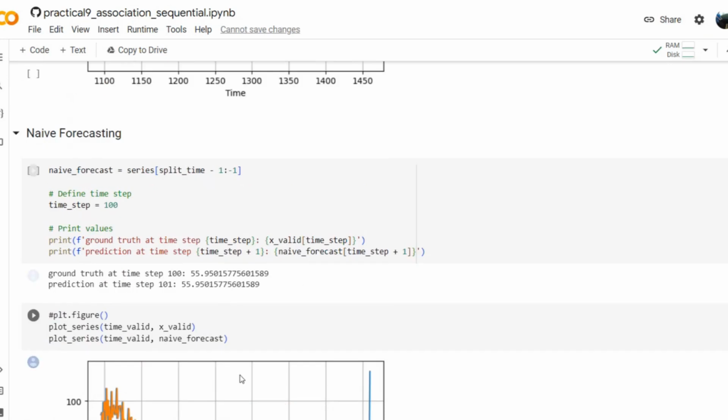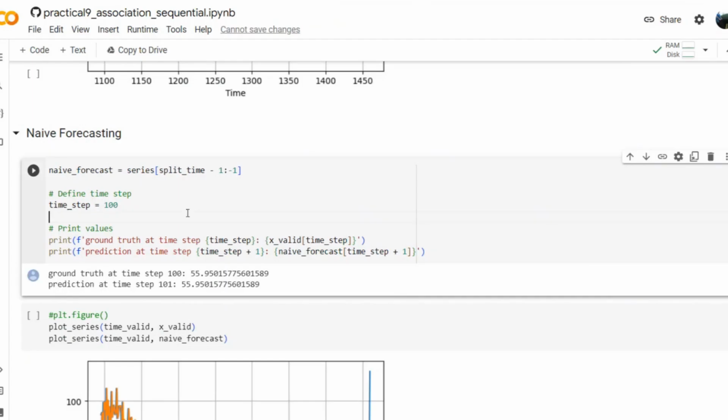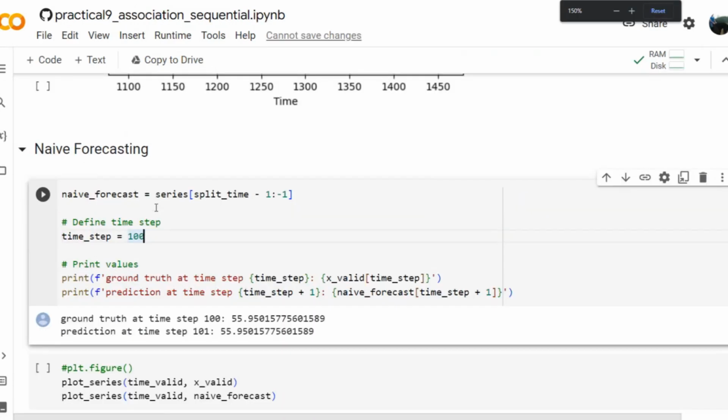Any questions so far? No question. Okay, now we need to look into naive forecasting. Now we need to start to look into forecasting methods. The first one is naive. Why naive? Because actually it is a dummy way of forecasting.